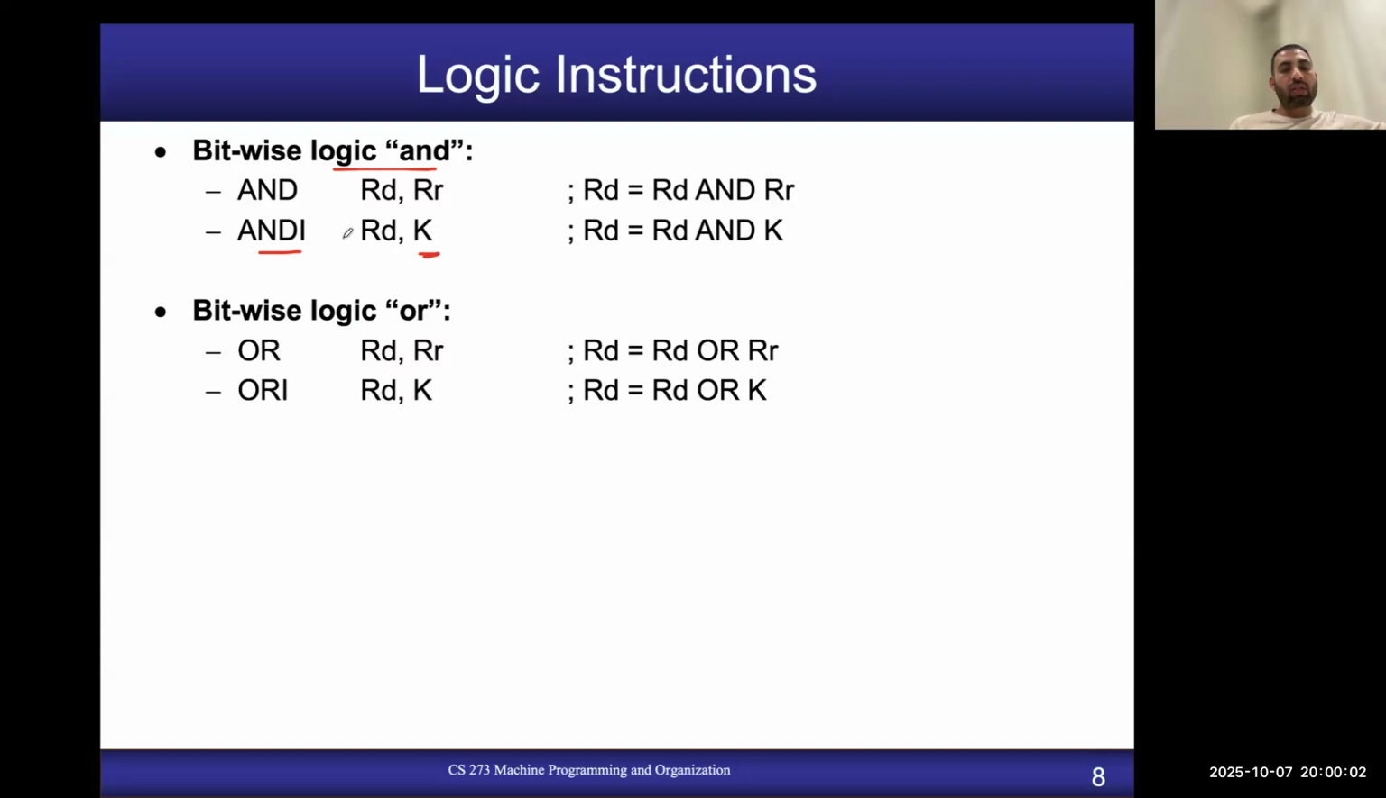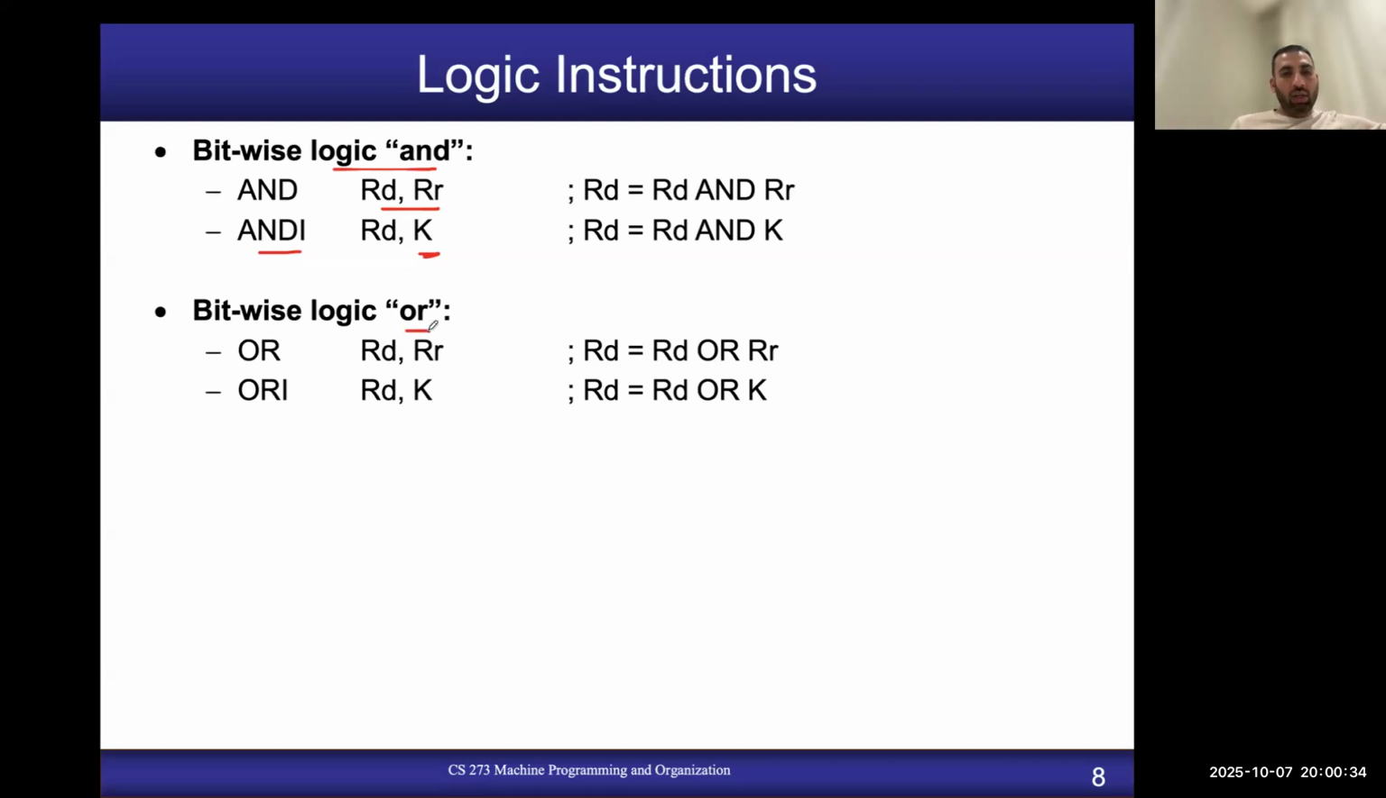And here when we say bitwise, we will see examples, but when we say bitwise logic AND, it means that, for example, in the first instruction, the bit at index 0 of the destination register will be ANDed with the bit at index 0 of the source register. So every bit in source and destination is ANDed together with the corresponding bit in the other register.